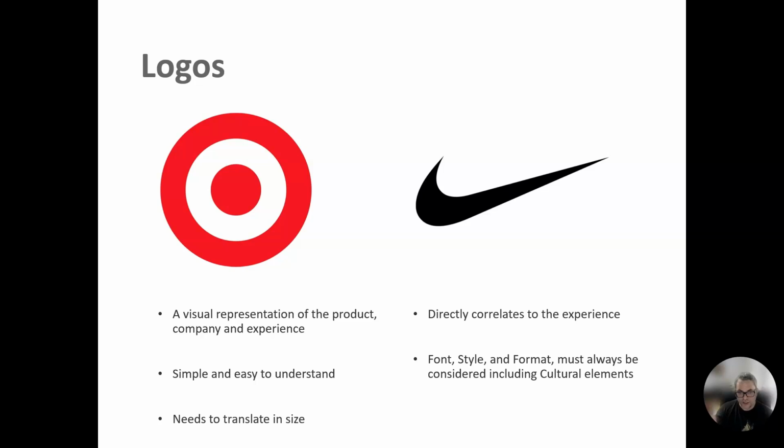So for example, we have the target for Target, the bullseye. Their goal is to be the target for you to find all the things that you need to shop at. It's the one-stop shop for everything. It's the target of the place that you need to go to. That's the big thing. And then Nike uses the Greek symbol for athleticism. They sell sporting equipment, and they also tie it into athletics in more ways than one. So it directly correlates for that style. Now, font size and format matter, must always be considered including cultural elements.